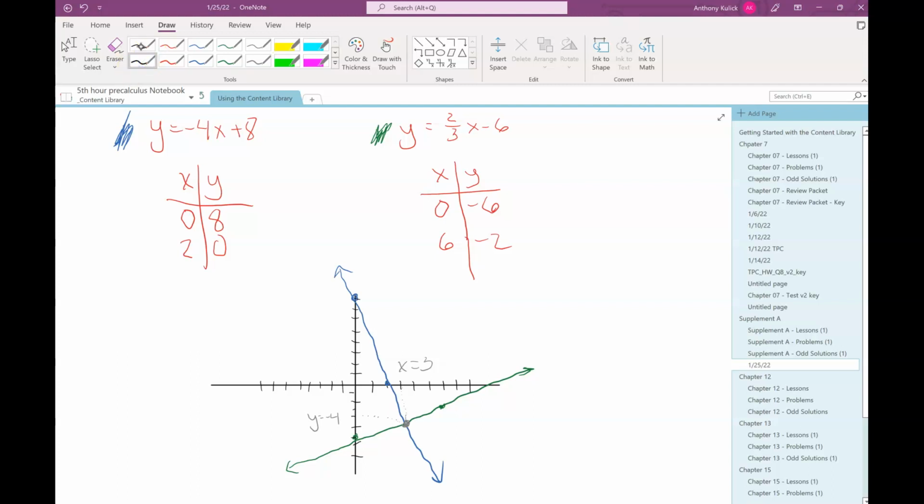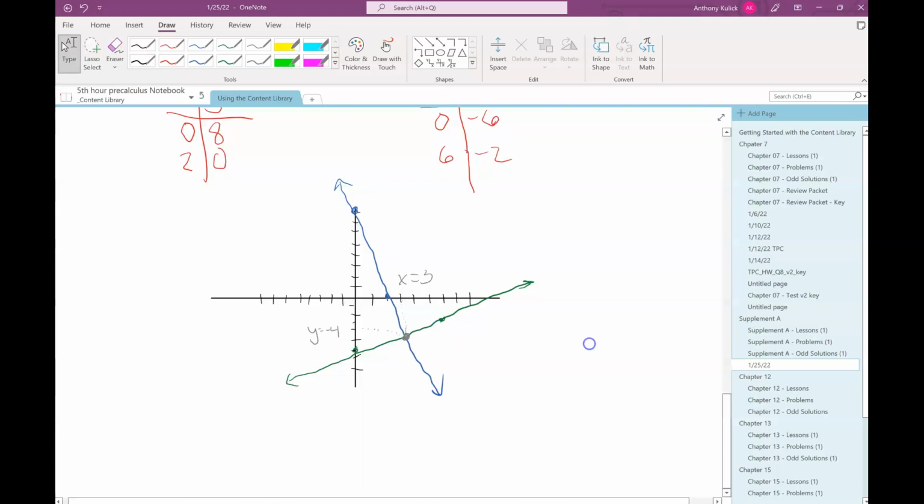What's the drawback of doing this, though? Well, neatness definitely counts, right? If you're a little bit off on your drawing, it makes it really hard to get the correct answer, right?